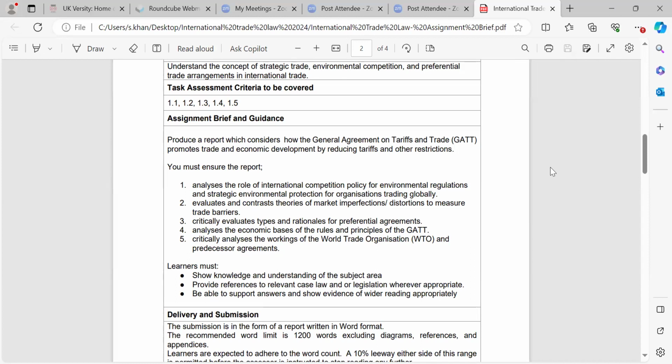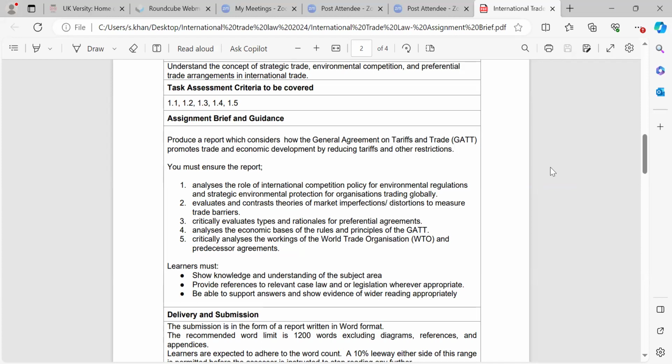Number 2, you must evaluate and contrast theories of market imperfections, distortions to measure trade barriers. So I think mercantilism, neoclassicalism. You must then critically evaluate types of rationales for preferential agreements. And you must analyze, number 4, the economic basis of rules and principles of GATT. Number 5, you must critically analyze the workings of the World Trade Organization and predecessor agreements.